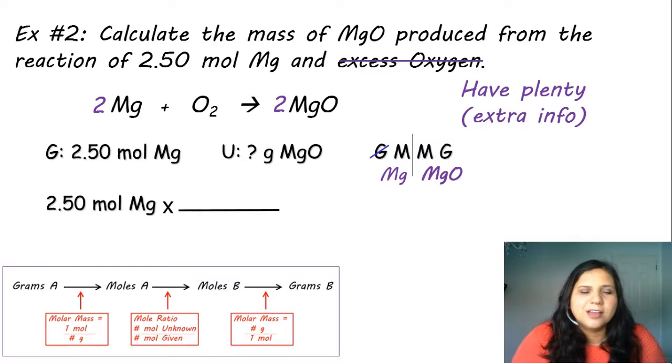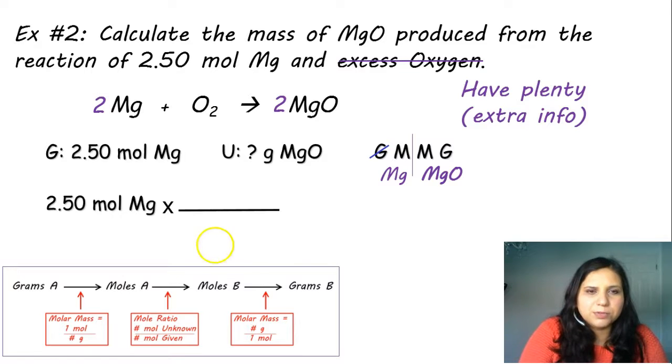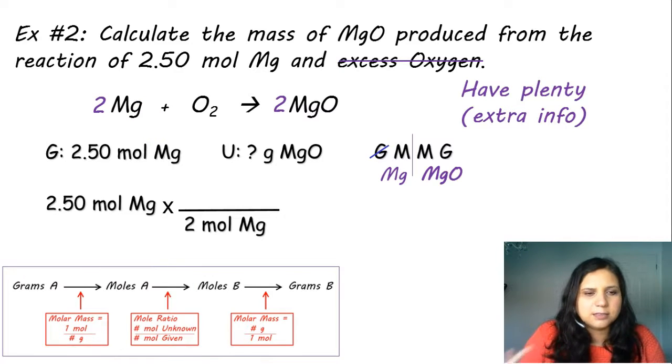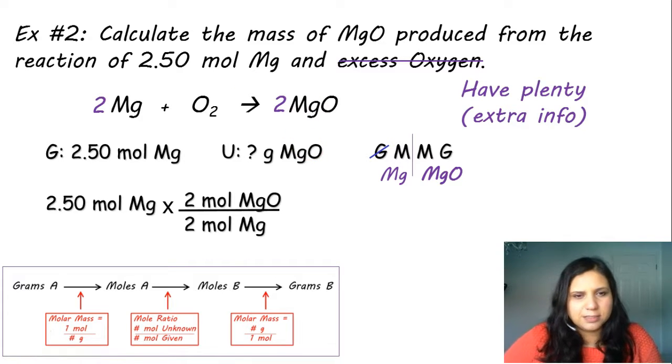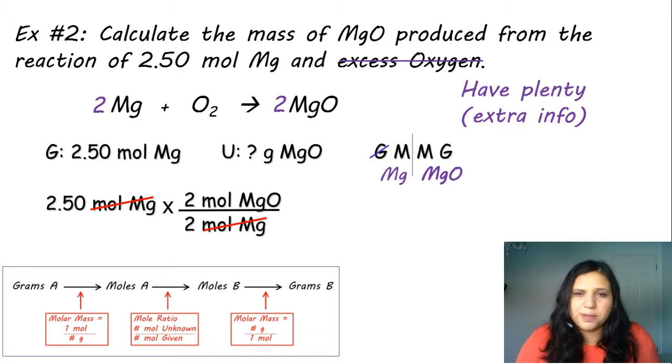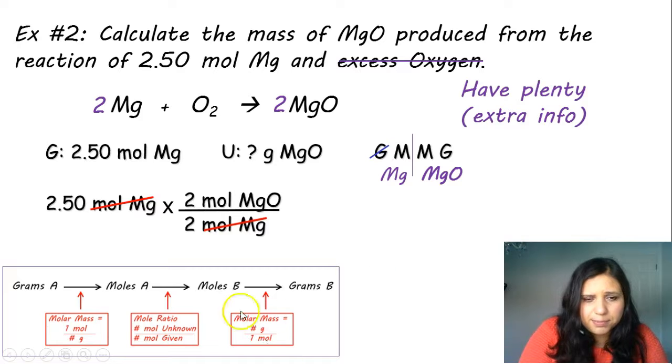All right, so mole ratio is number of moles given on the bottom, and it's magnesium. So there's 2 in front, so it's going to be 2 moles of magnesium on bottom. And then number of moles of unknown on the top, that's magnesium oxide. So 2 moles of magnesium oxide on the top. Moles of magnesium cancel. And if I was just going from mole to mole, I'd be finished. But actually I'm going from mole to mole to gram. So I need this step, the molar mass step.